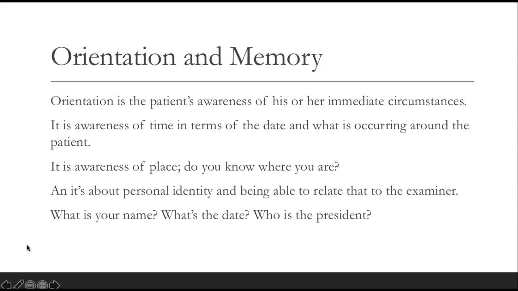We talk about orientation and memory. Orientation is more or less the patient's awareness of your immediate circumstances. It's awareness of time, not in terms of, is it 12 a.m., is it 12 p.m., but more like what date is it, what month, what year, things like that. It's an awareness of the place. Do you know where you are? You're in the hospital, right? You're in the doctor's office. Where are you? It's about personal identity and being able to relate to the examiner.